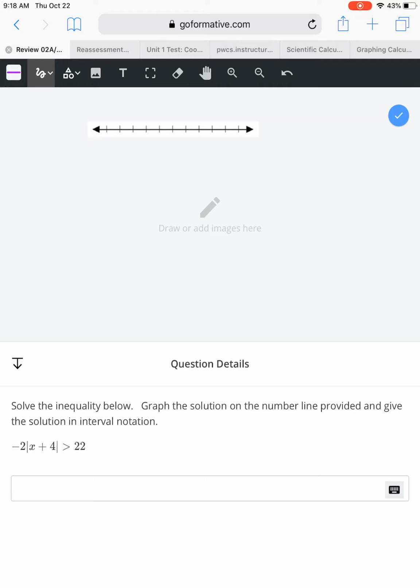Okay, so yeah, we're on this problem. -2 times the absolute value of x plus 4 is greater than 22. Okay, and that's a -2. Now, I'm going to do the same thing, get rid of everything that's on the outside. What I have to remember is that I have to switch my symbol when I divide by a negative. So this is going to be the absolute value of x plus 4 is less than -11.